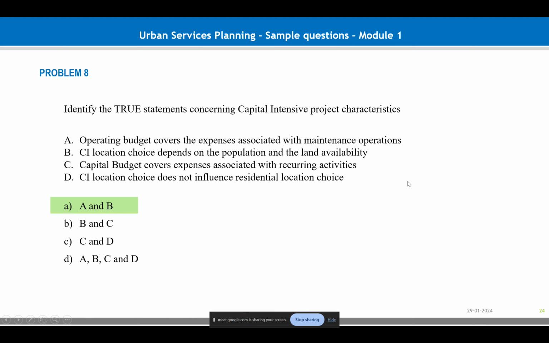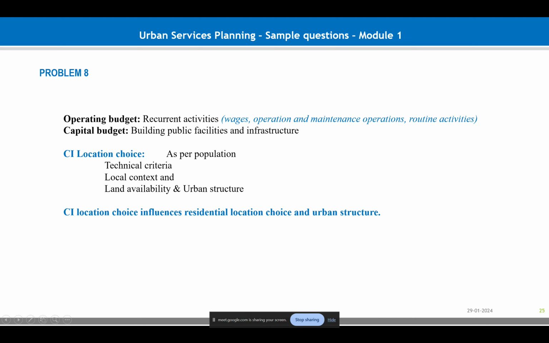So that just depends upon the land availability. You have land and we'll use certain other measures. So this location does not influence a residential location choice. Right. So this is the operating budget, which calculates the recurrent activities, and the capital budget, this is only for building facilities.